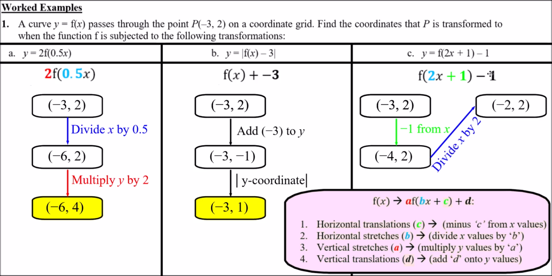The final step is to deal with this minus 1. It's outside the brackets, so it affects y in a common sense way. We simply take 1 from the y values. So 2 take away 1, or add minus 1 if you want to be technical, we get minus 2, 1. So that's where minus 3, 2 ends up if f of x transforms to this beast.